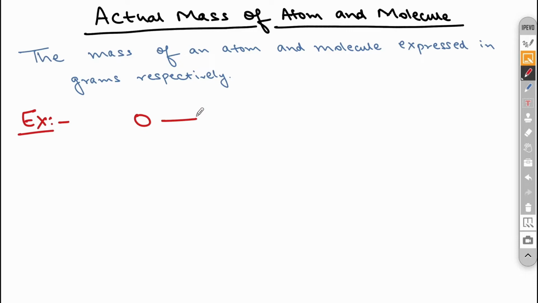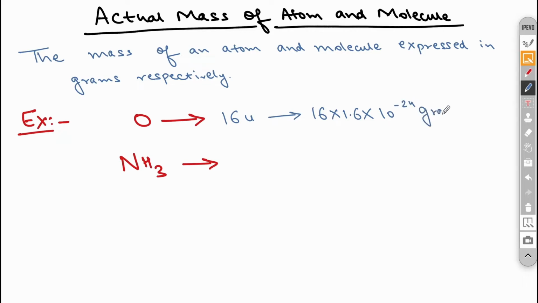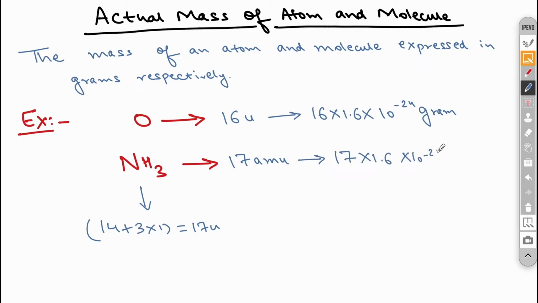Now we'll discuss the example for oxygen and ammonia, NH3. So for oxygen, it will simply be 16 U. We'll convert it into gram because we have to find the actual mass, right? So 16 multiplied by 1.66 multiplied by 10 raised to power minus 24 gram. We have discussed how to convert U into grams, right? So similarly for ammonia, it will be 14 plus 3 times 1. So it is 17 U, and to convert into gram, we'll multiply it by 17 multiplied by 1.66 multiplied by 10 raised to power minus 24 gram. So we got the actual mass of oxygen atom and ammonia molecule.